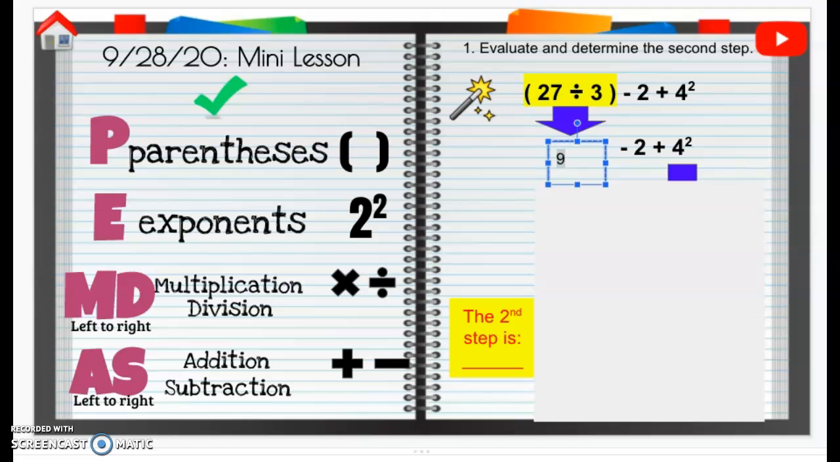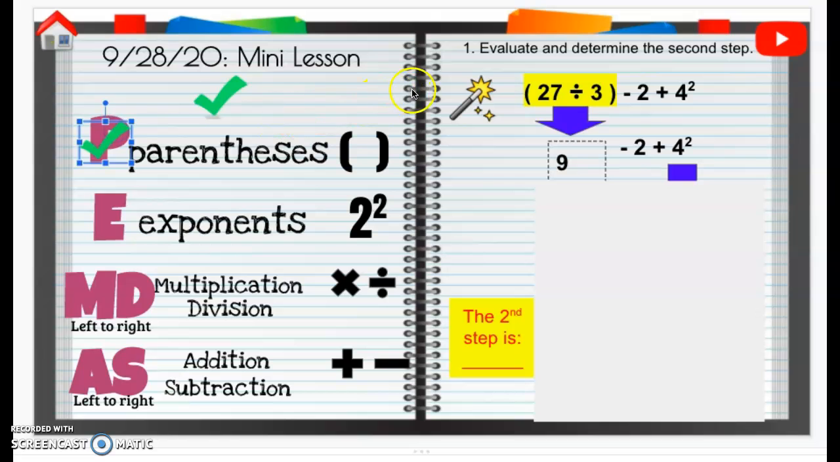You can make it bigger if you'd like to. You do not have to. So we have that 9. And then we're going to bring everything else down because we cannot leave anything left behind. So 9 minus 2 plus 4 to the second power. Do we have any more parentheses? Nope, done with those parentheses.